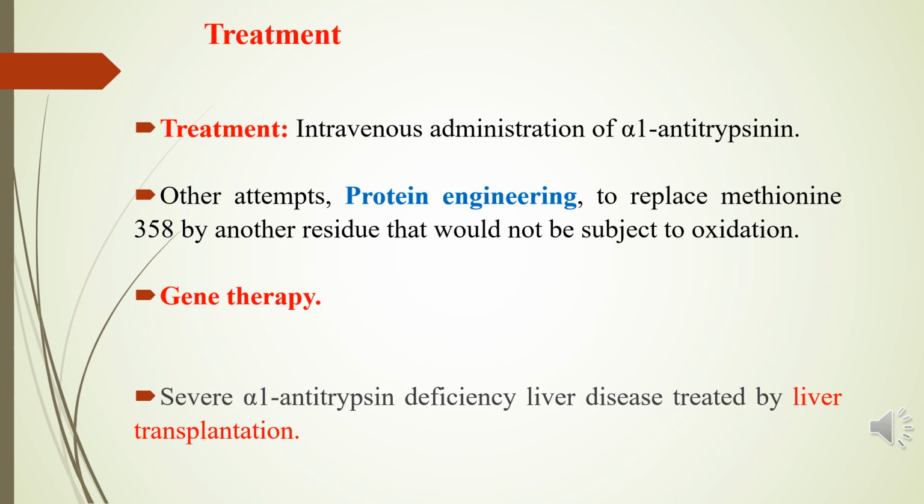Also, attempts for gene therapy are present, but this is of course very, very costly. At present, some severe cases of alpha-1 antitrypsin deficiency liver disease can be successfully treated by liver transplantation. These are the main lines of treatment of chronic obstructive pulmonary disease due to alpha-1 antitrypsin deficiency.